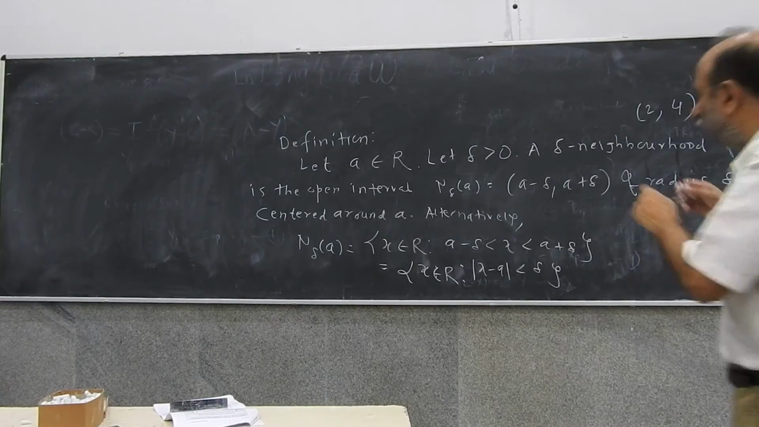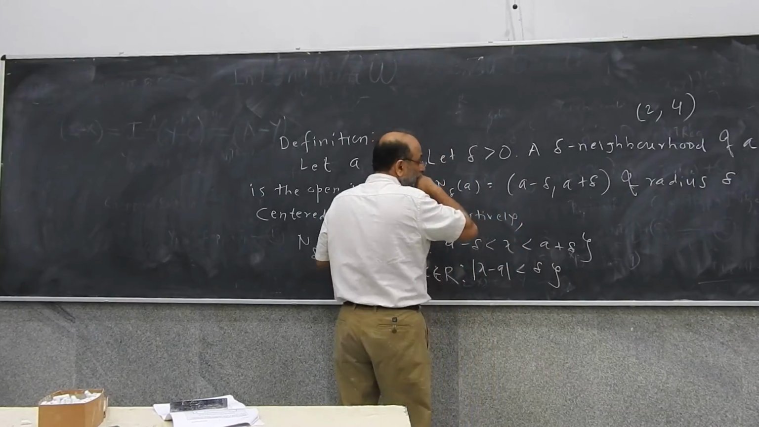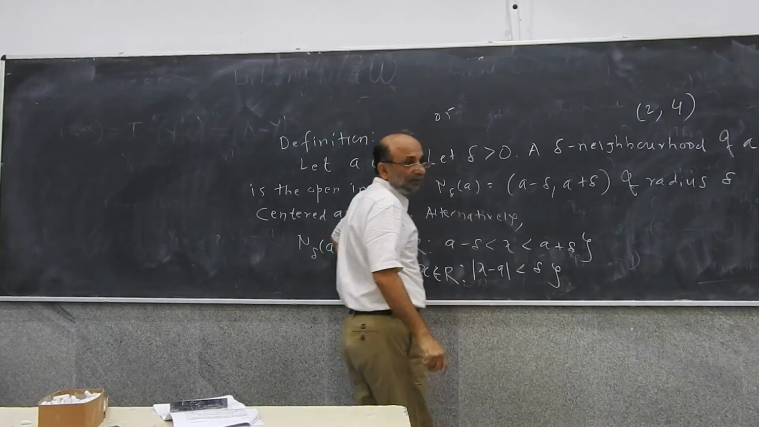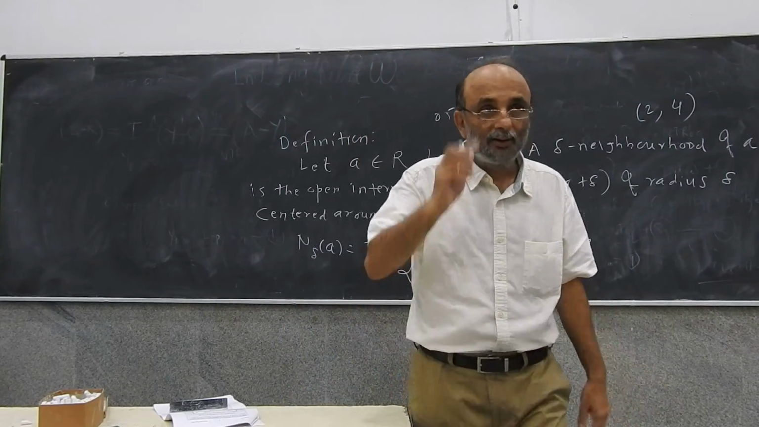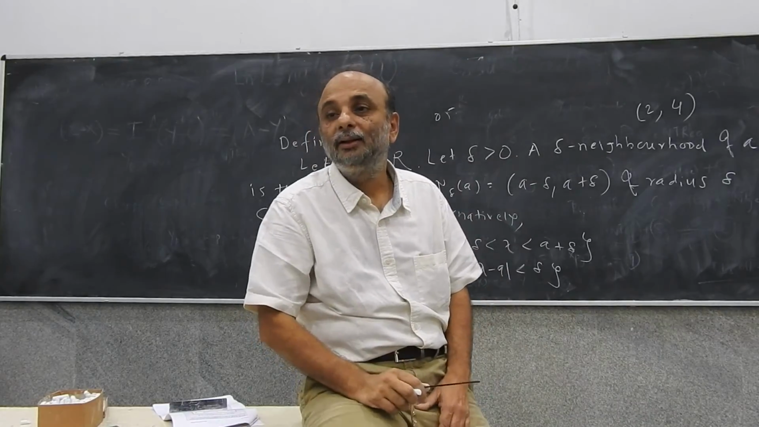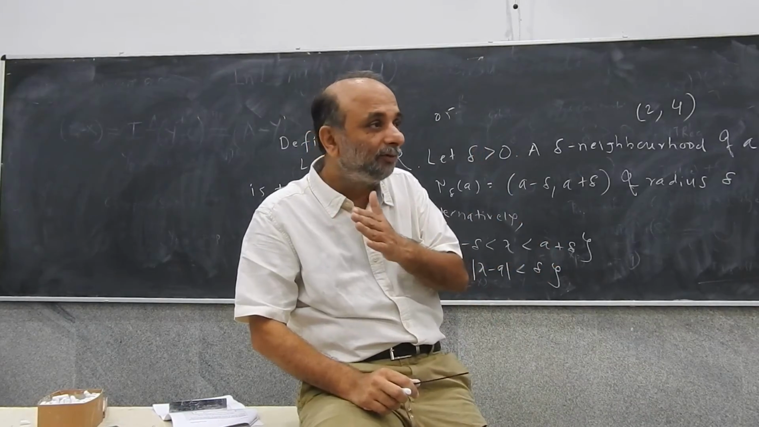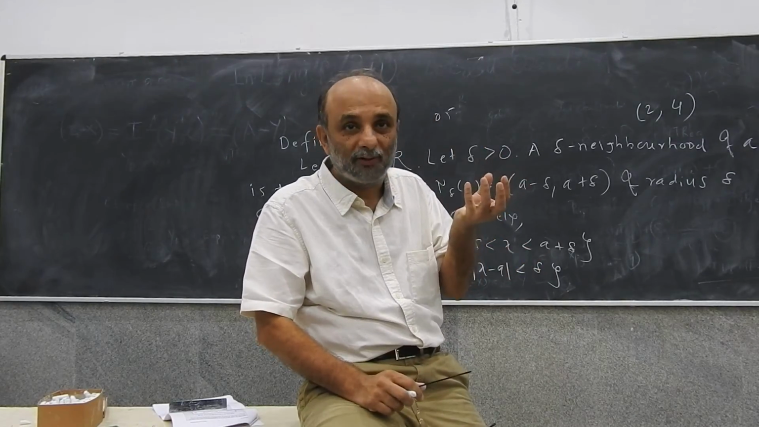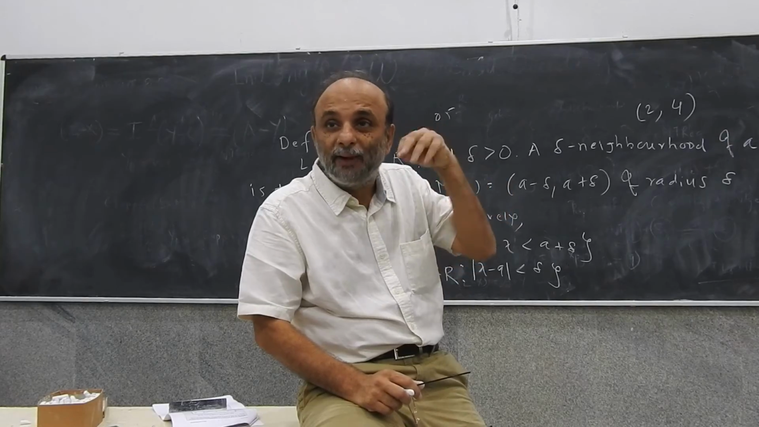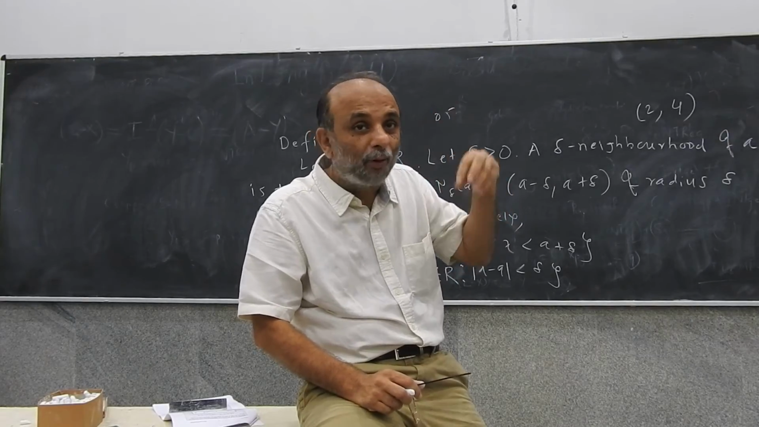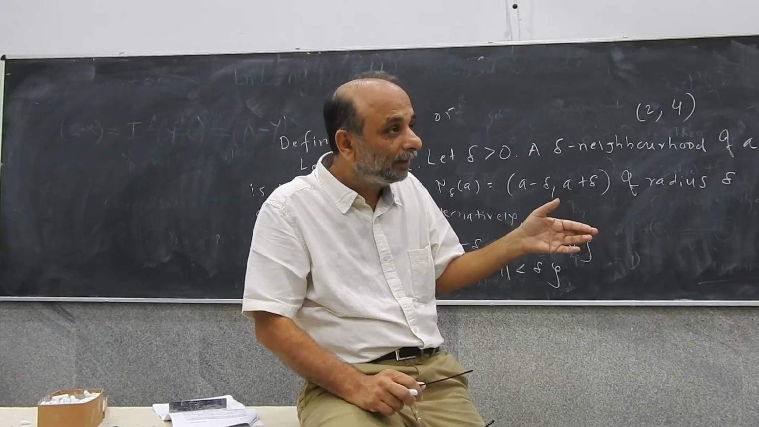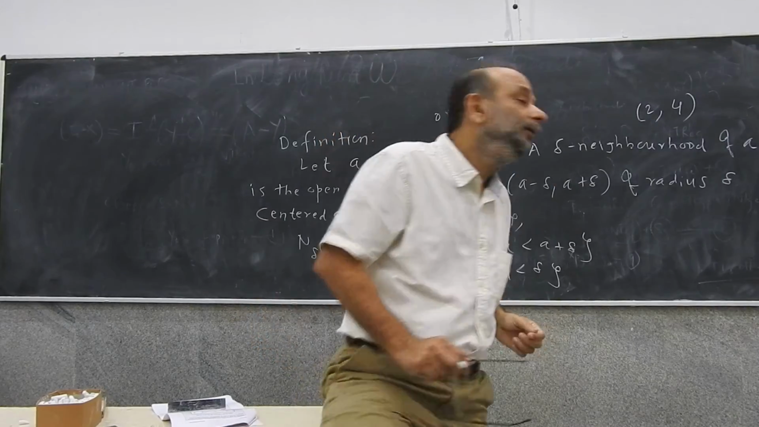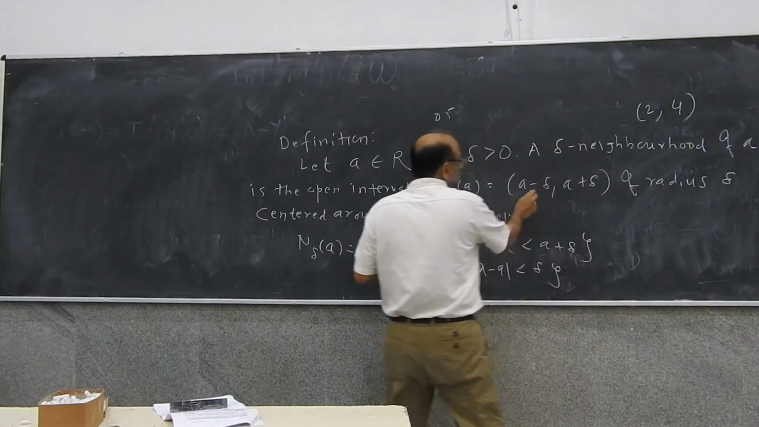What would be the 0.5 neighborhood of 7? 6.5, 7.5, all points between 6.5 and 7.5 without including 6.5 and 7.5. Again, you see that every point of this set is an interior point. So it's an open set. Sure? Okay. Now, this is fine.